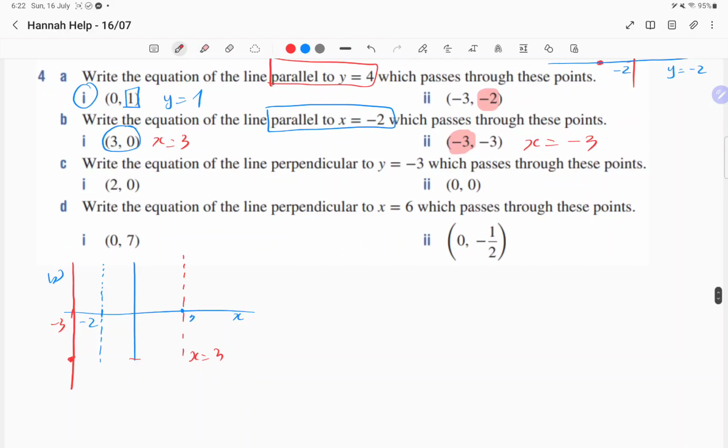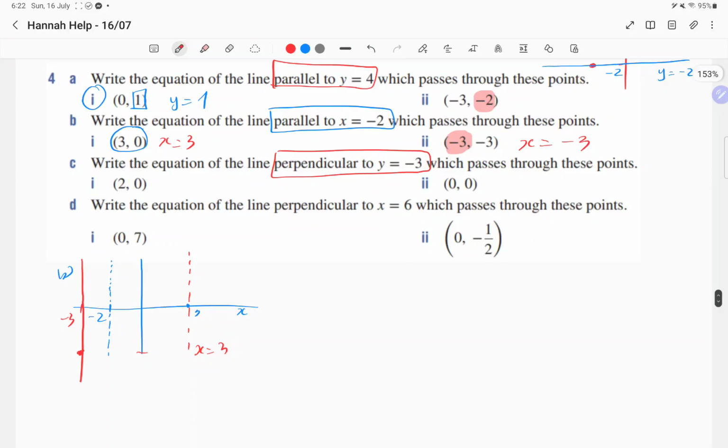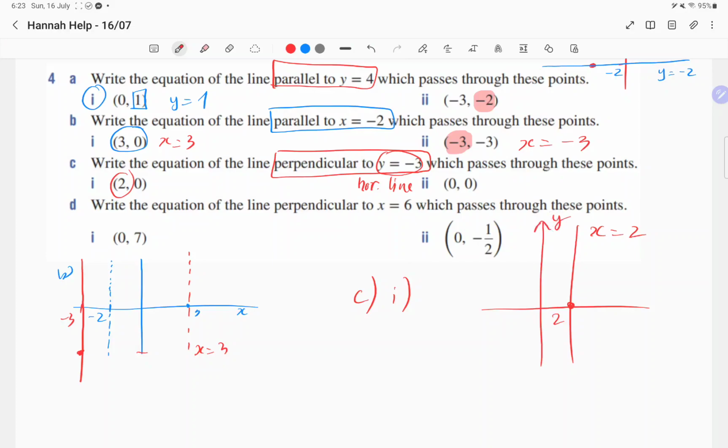All right, so the next one is a little bit tricky. So perpendicular to y equals -3. So it's perpendicular to a horizontal line. So that's a horizontal line, right? Perpendicular to a horizontal line is basically a vertical line. Okay, so we're finding a vertical line that passes through the point. For example, C1 would be 2, 0. All right, C1 passing through the point 2, 0, x equals 2, y equals 0. So that's the point here, and the equation is just x equals 2, because that's a vertical line, right? And this would be the y-axis. All right, so C1 would be x equals 2.